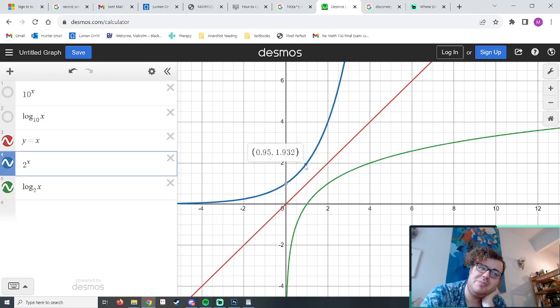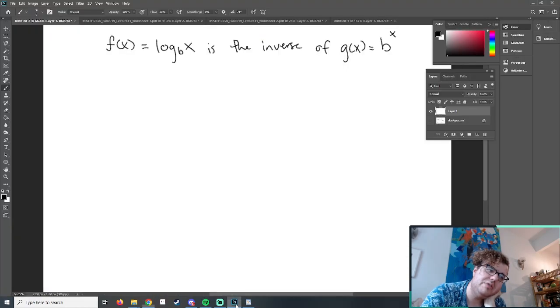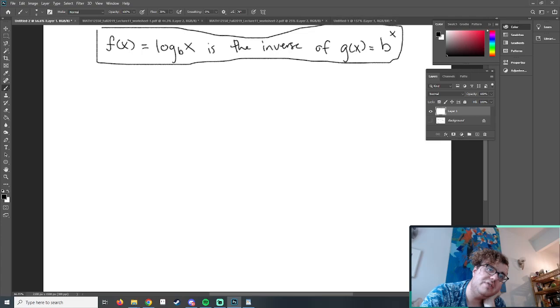The other thing it means algebraically is that if you compose these functions together, you always just get x. So like 2 to the power of log base 2 of x equals x, which we'll go over in a minute. So this is really important. We've defined that log base b of x is the inverse function of g of x, or b to the x, right? And as a result, it gets a bunch of properties for free by being an inverse function, right?